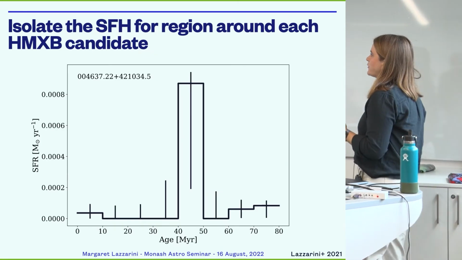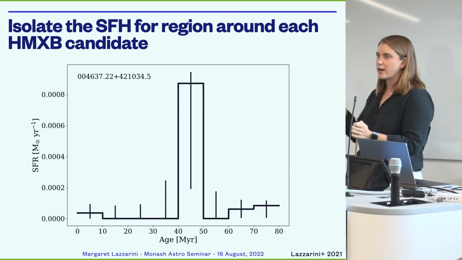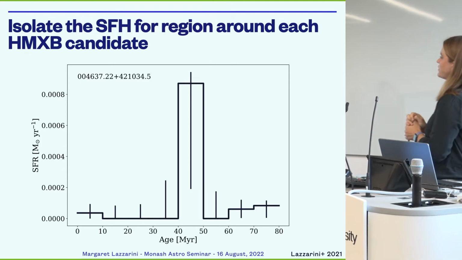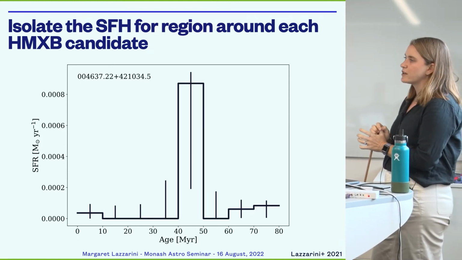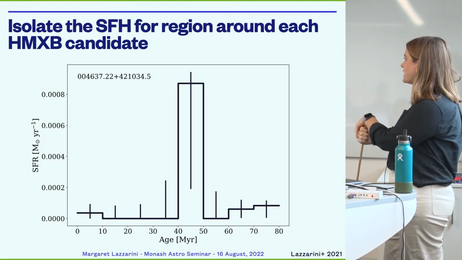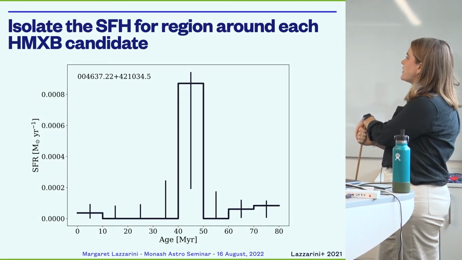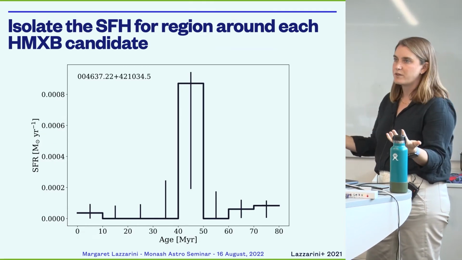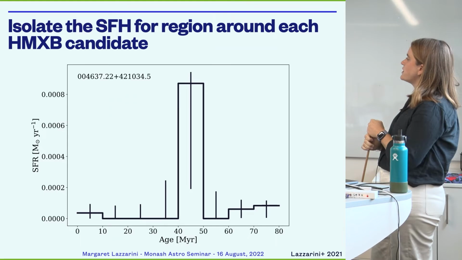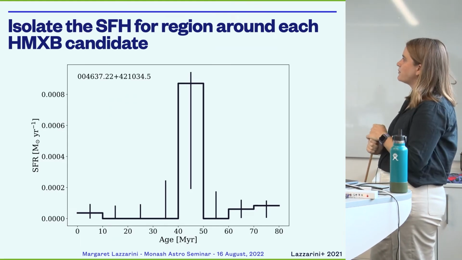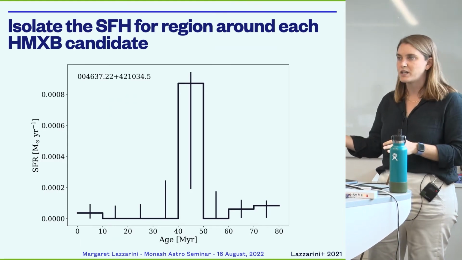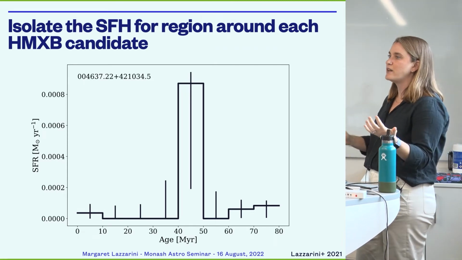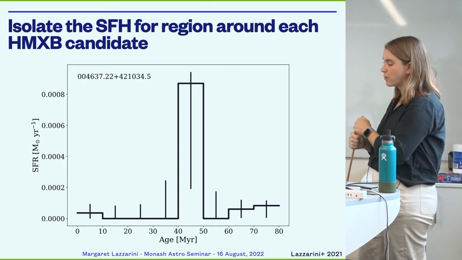So this is again for that same star that I've been showing in the SED fits and in the images before. This is showing the star formation rate over the last 80 million years in this region containing this HMXB candidate. And you can see that there is a strong peak in the star formation rate in the bin about 40 to 50 million years ago. You can take this star formation rate over time, figure out how much stellar mass was formed in each time bin, to infer a probability distribution on which bin this source was likely born into.